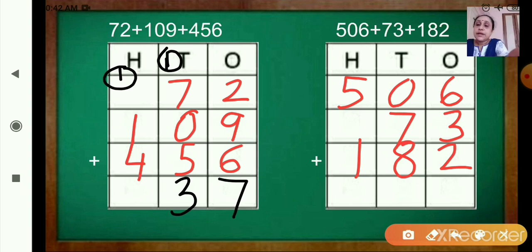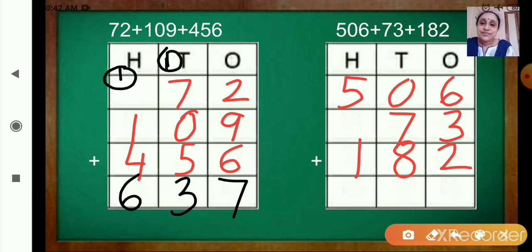So 1 plus 1, 2, and 2 plus 4, you got 6. So altogether, adding these three numbers, we got 637. How much did you get? 637. Correct? Your sum is correct? Good.